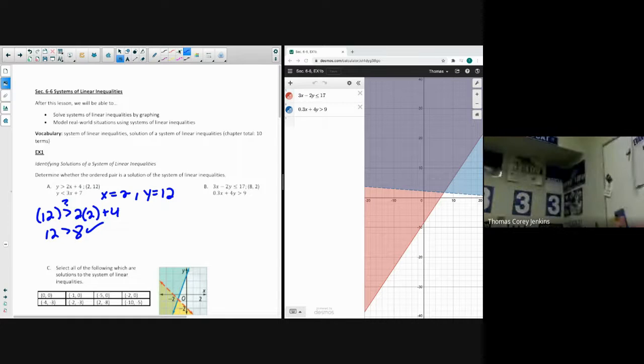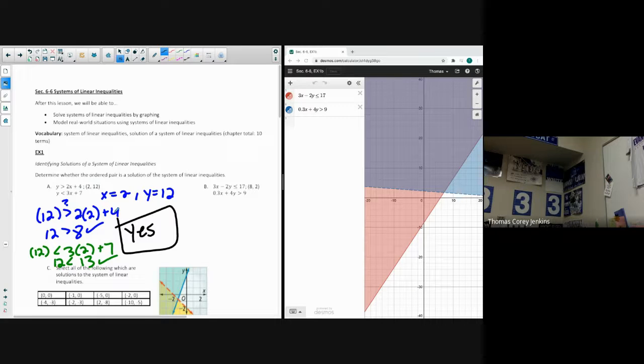Then it also has to work in the other one. So that'd be 12 is less than 3 times 2 plus 7. So that just says 12 is less than 6 plus 7 is 13. 12 is less than 13. So in this case, it works in both. So the answer would be a yes. So that's an example of how you check algebraically.